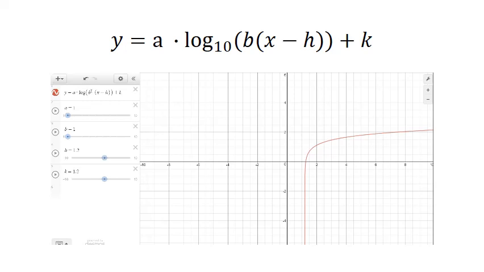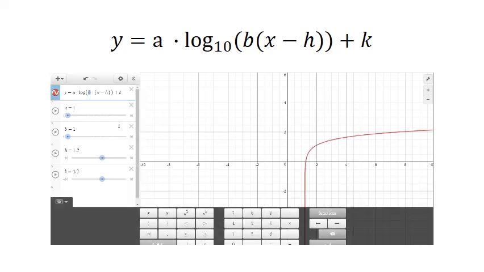Our b value, the value that's being multiplied by x before we do the log, we have to call this a horizontal change. It's horizontal because it's affecting the x directly. We're multiplying by x first, and then we're going to take the log function.